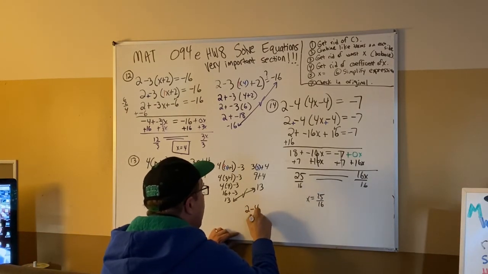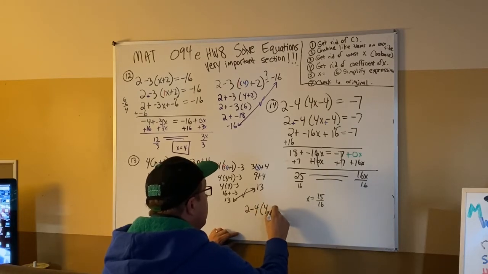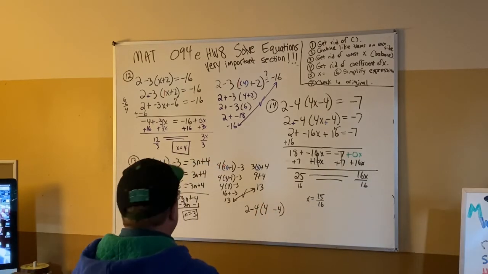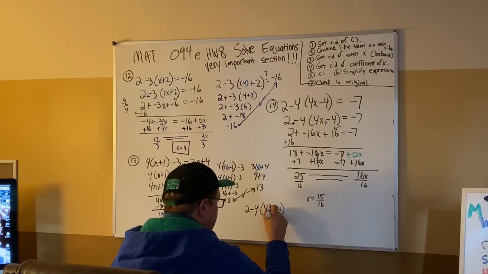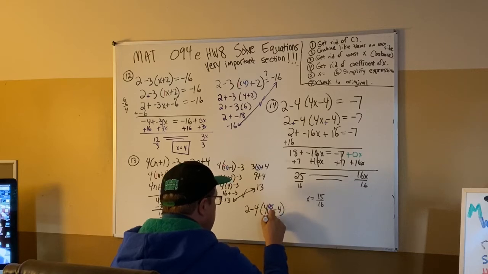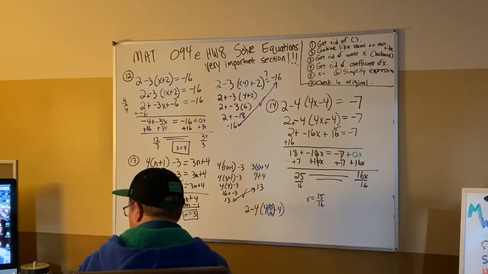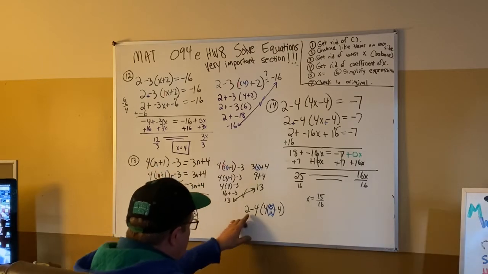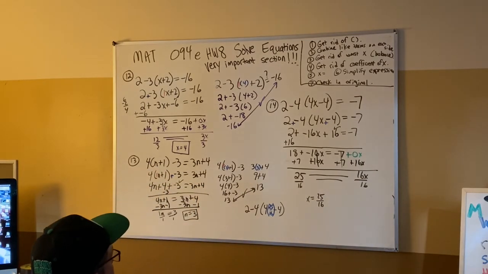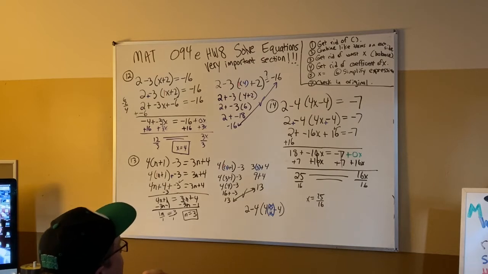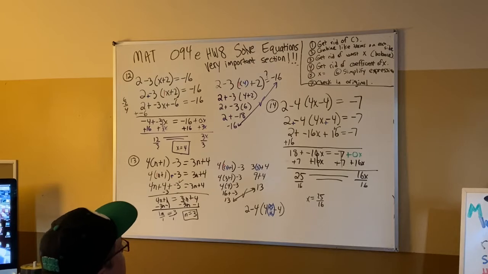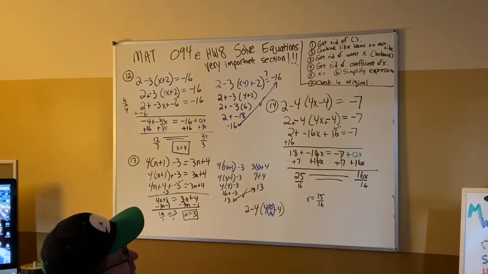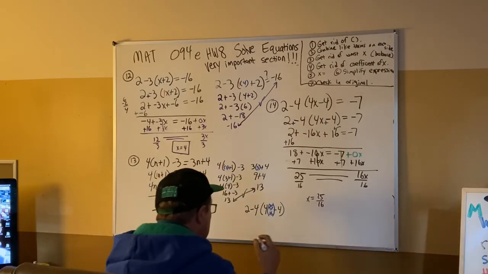2 minus 4 times, open parentheses, 4 times my number minus 4, and close it. Luckily the other side is already locked up as negative 7. So I don't have to chase this 25 over 16 all over the place. But it's some work. If you have a fraction calculator, you can do 2 minus 4 times, open parentheses, 4 times 25, ABC key, 16, minus 4, close parentheses, equals, and it should hit negative 7. I'm about to see why that is.